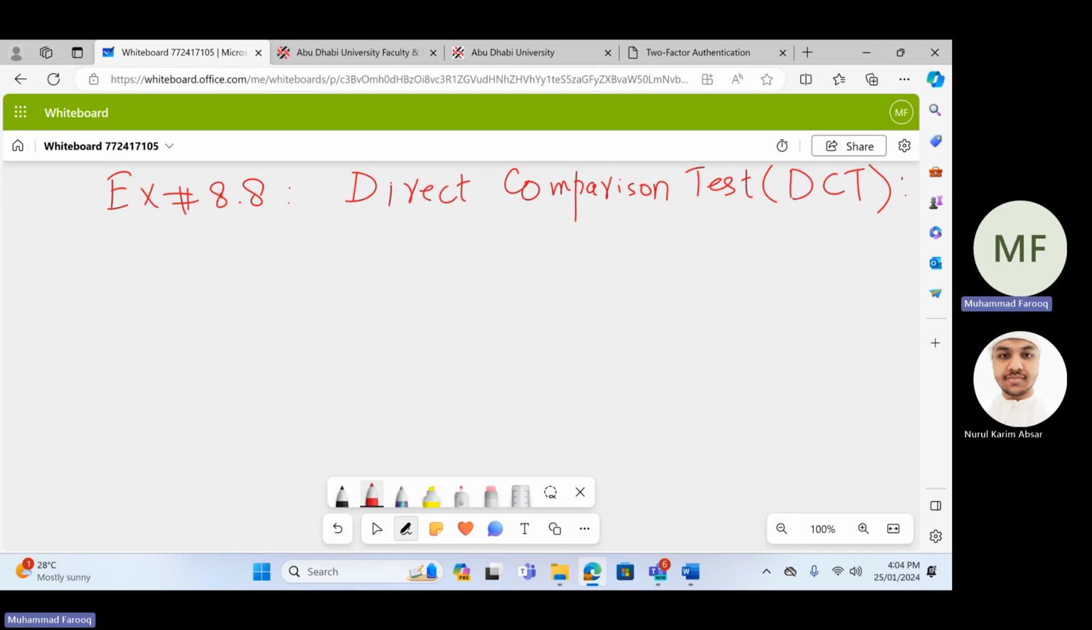DCT, the direct comparison test. We use this test just to confirm whether the improper integral converges or diverges. In this method, there is no need for integration. So you get two questions from this topic. If you count from 8.8, you get 3 or 4 questions from 8.8, and in the exam, 1 question.